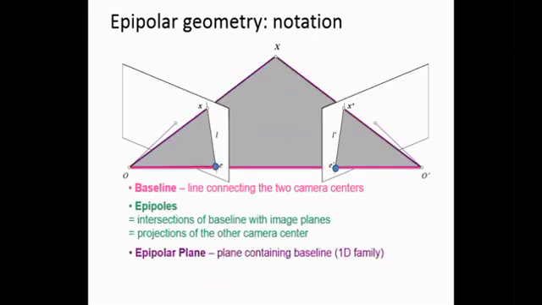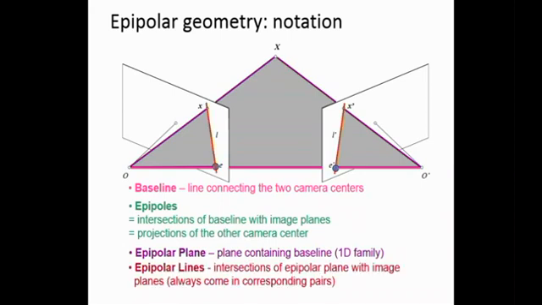The epipolar plane is a plane containing the baseline. So there's a whole set of these planes that are rotating around the baseline. And the epipolar lines are the intersection of an epipolar plane with the image. So for every 3D point, there'll be a pair of epipolar lines in the two images. Or actually I should say, for every projection of the 3D point in one image, there'll be an epipolar line in the other image.